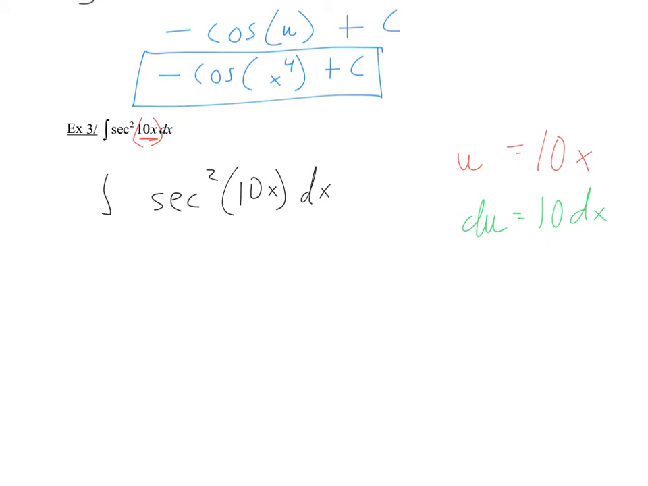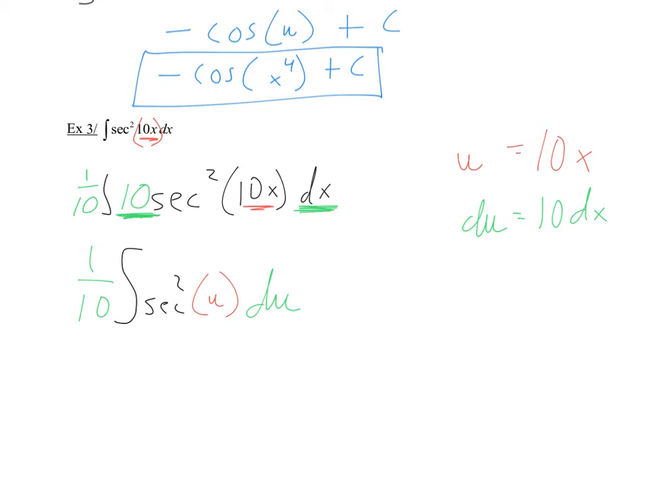Now, unlike examples 1 and 2, I have my dx, but I don't have a 10. So what I have to do is put a 10 on the inside, and to compensate for that, like we've been doing in the past, put a 1/10 on the outside. So now the 1/10 comes straight down. This will be the integral of what I've underlined here in green. That becomes du. And then I'll simply have the secant squared of u du.